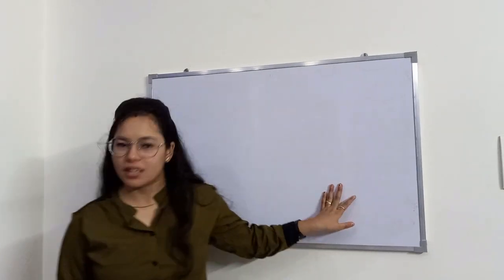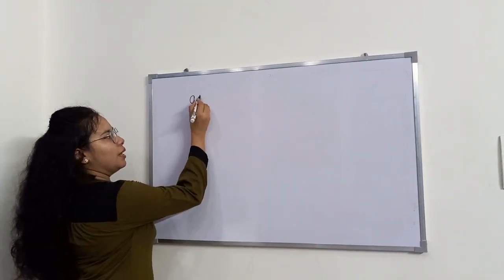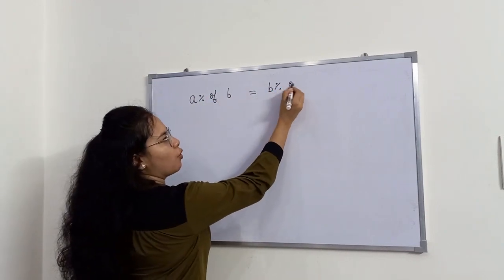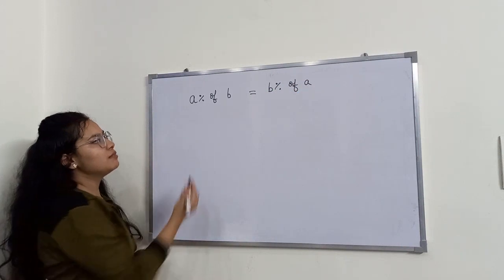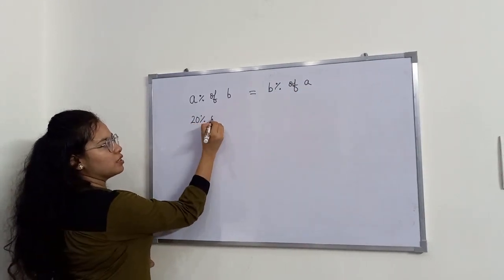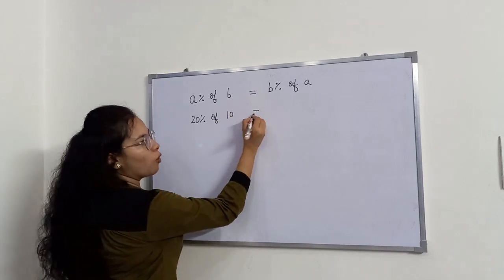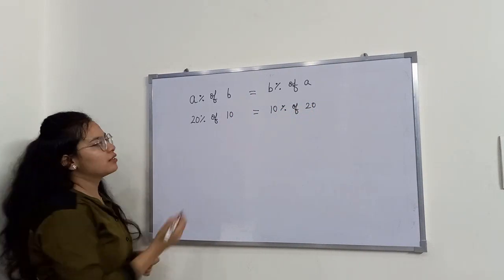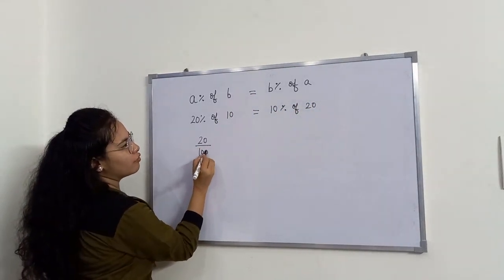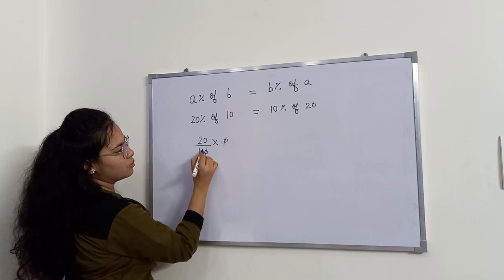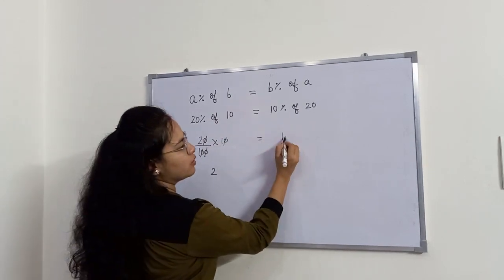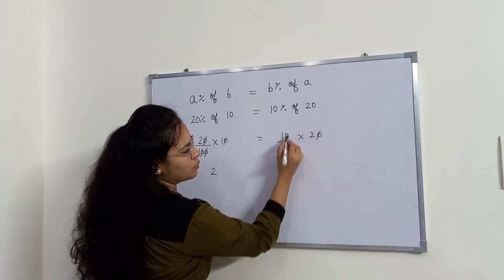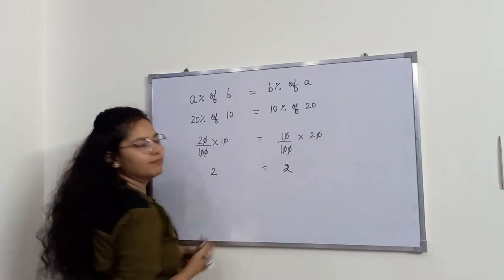Let's learn an interesting fact about percentage. That is, A% of B is always equal to B% of A. What does that mean? Suppose 20% of 10 is always equal to 10% of 20. Let's calculate and check. 20 divided by 100 multiply 10. What is 0 to 0? 0 to 0. That is 2. Now check with this. 10 divided by 100 multiply 20. 0 to 0. 0 to 0. That is 2. See?